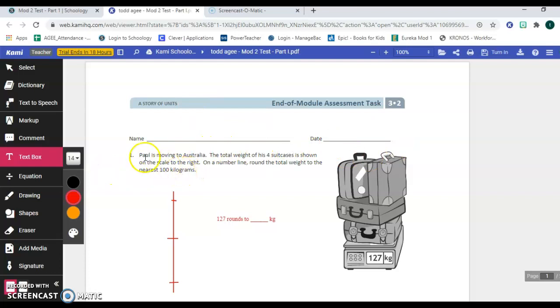And during our live session, you will have prepared for this also by looking at the test with me and doing some practice items that are similar to this.